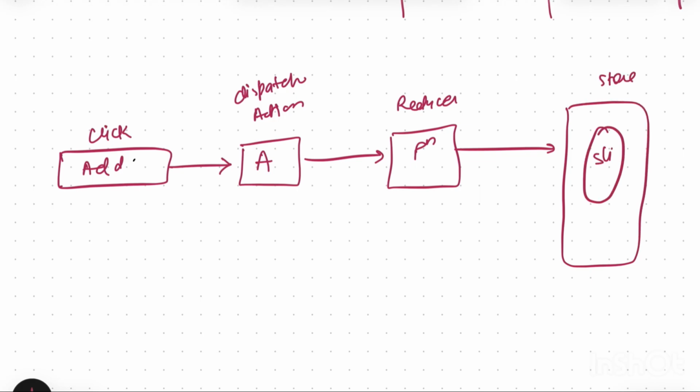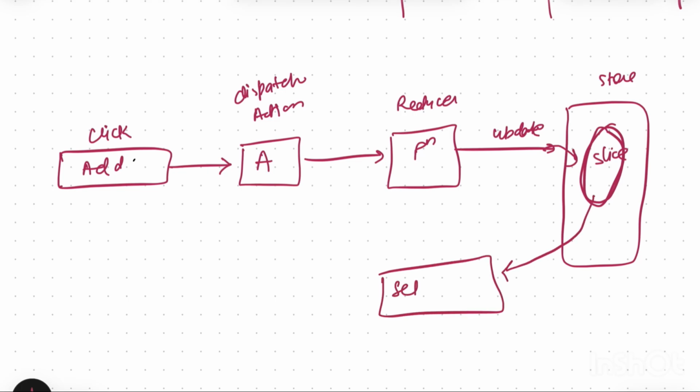This dispatch will then call the reducer function. This reducer function will then update the slice in the store. Okay. And then we basically use this use selector to subscribe to the store. It's like a term which we use, subscribe. है ना? And then we'll see the changes in the cart. This is the whole flow.